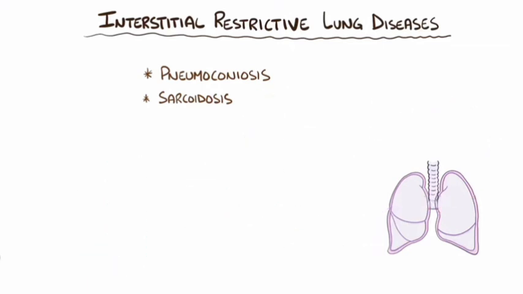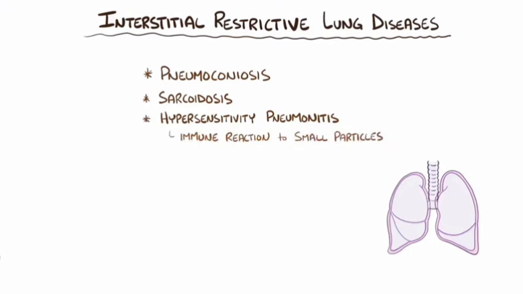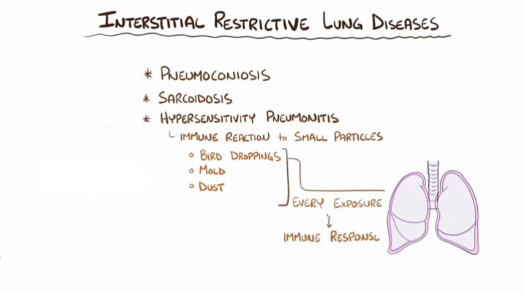Another type of restrictive lung disease is hypersensitivity pneumonitis, which is caused by an immune reaction to various small particles, things like bird droppings, mold, or dust. Every time there's an exposure, the immune cells release cytokines and inflammatory mediators which damage the lung and cause a bit more fibrosis. Over time, with chronic exposure to these particles and chronic inflammation, the entire lung can become fibrotic.